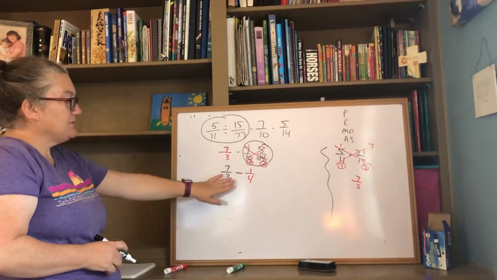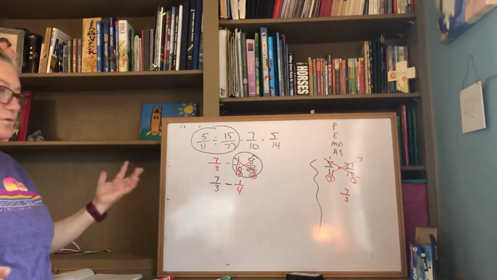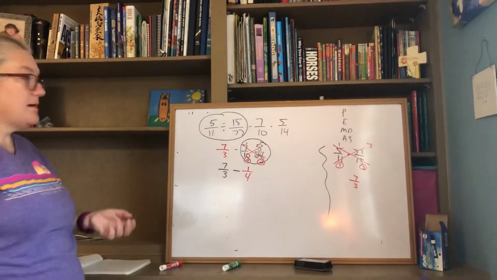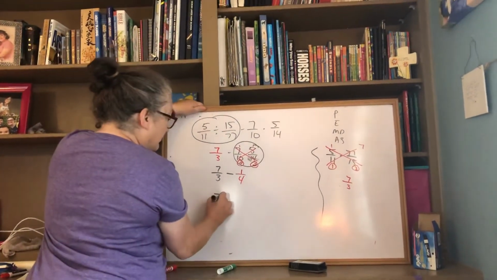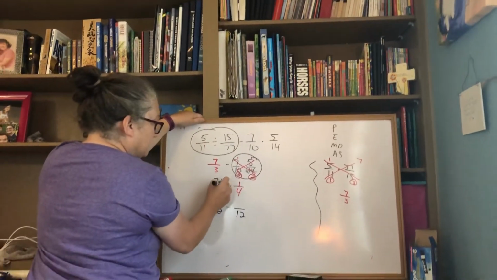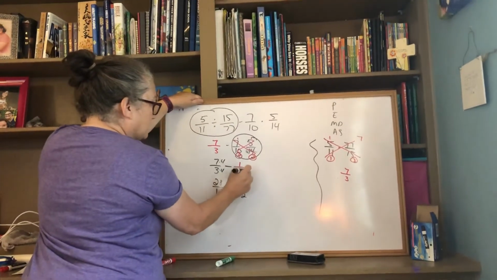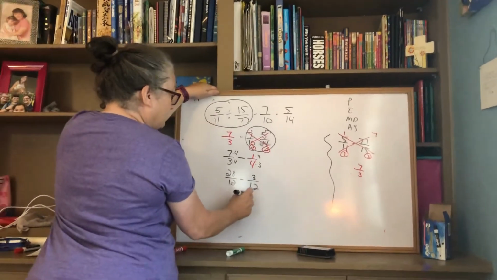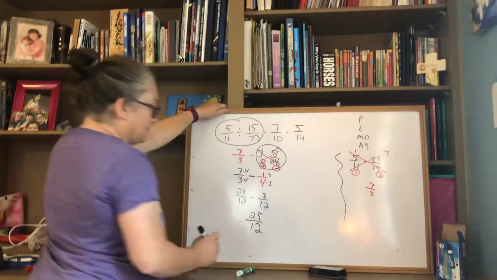The last step is just subtraction. That's all we have left, so we're going to finish that up. And what do you need to add or subtract fractions? Common denominators. So our common denominator here would be 12. So 3 times 4, 7 times 4 would be 28. 4 times 3, 1 times 3 would be 3. So this would be 25 over 12.